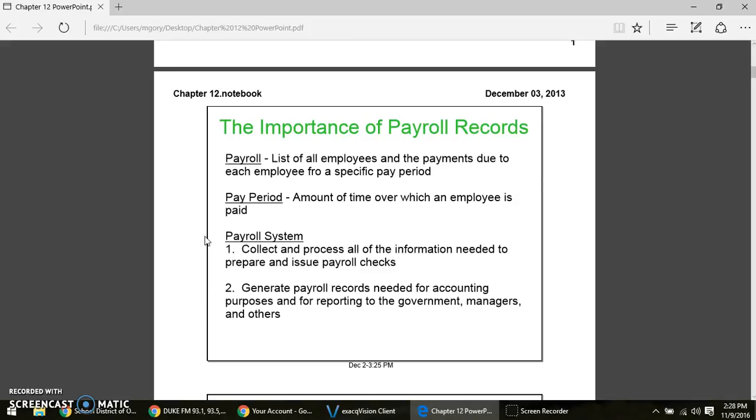The payroll system is a 2-step system. Step number 1 is collecting and processing all of the information needed to prepare and issue payroll checks to the employees per pay period for their working hours. Then, payroll records need to be generated, and these are needed for accounting purposes and for reporting to the government, managers, as well as others.